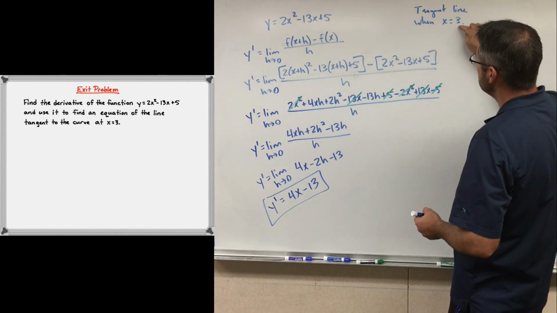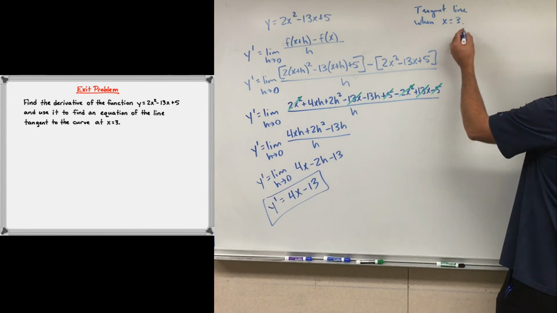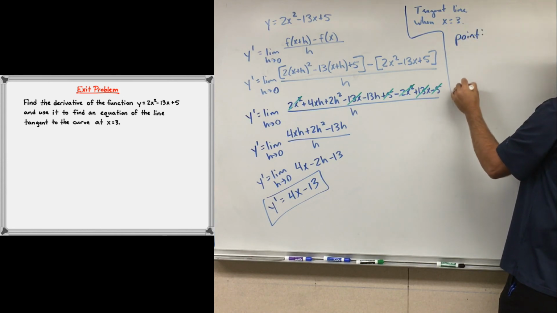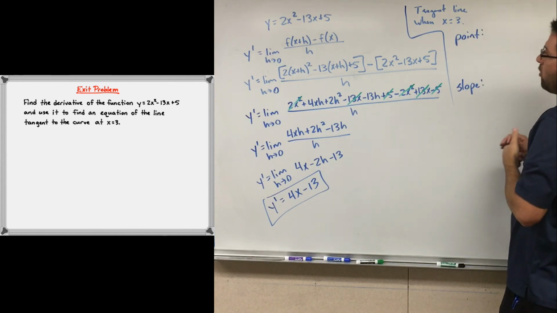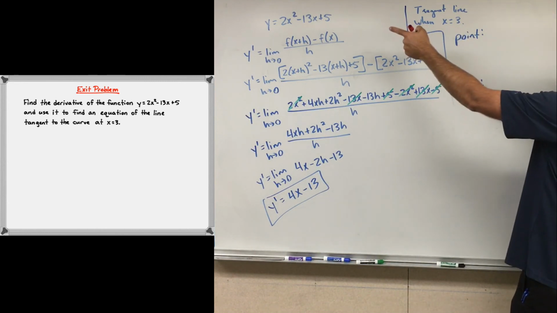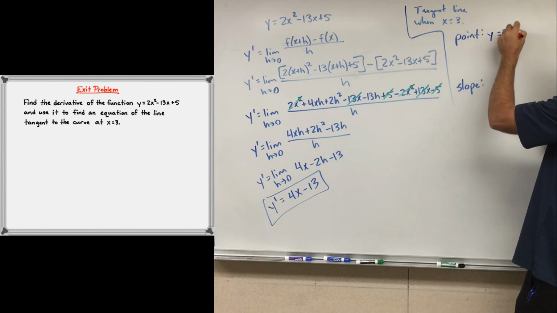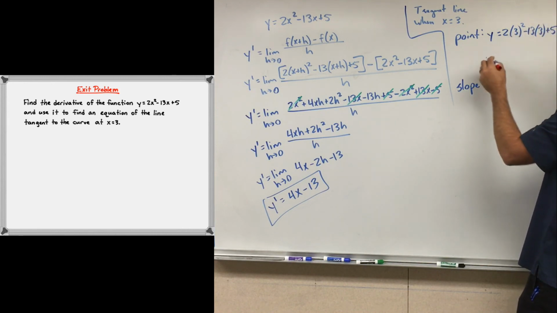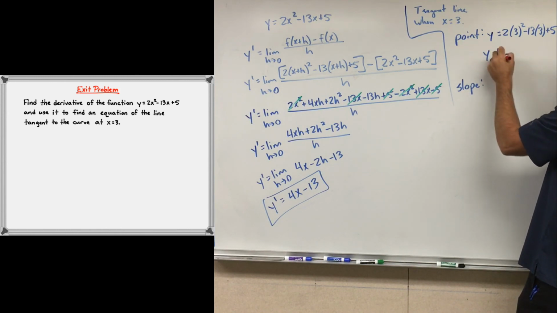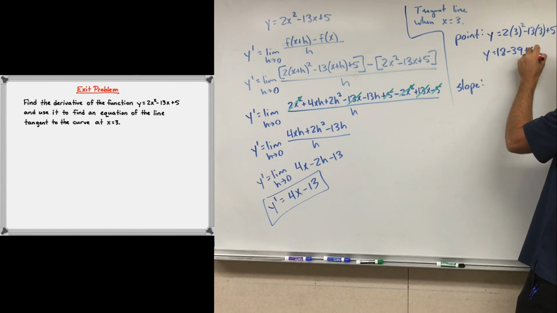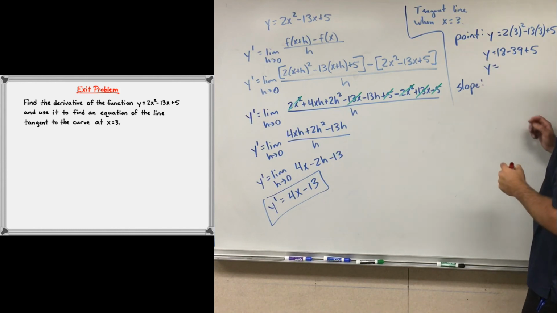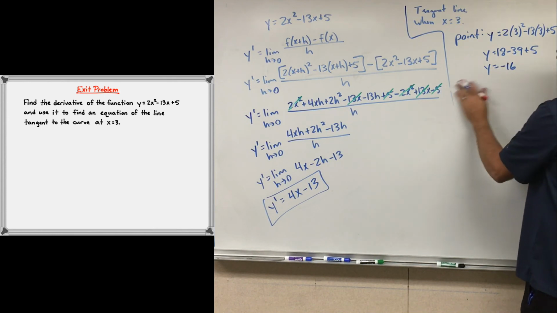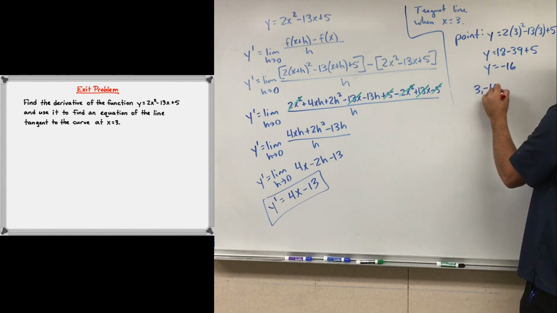And then we want to find the tangent line when x equals 3. Remember, to find a tangent line, we need a point and we need a slope. Those are the two things we need. Well, the point is when x equals 3. So we just got to plug 3 into that equation. Y equals 2 times 3 squared minus 13 times 3 plus 5. And then simplifying that, that's going to be 18 minus 39 plus 5. 18 minus 39, what is that? That's going to be negative 21 plus 5 is negative 16. So then my point is 3 comma negative 16.